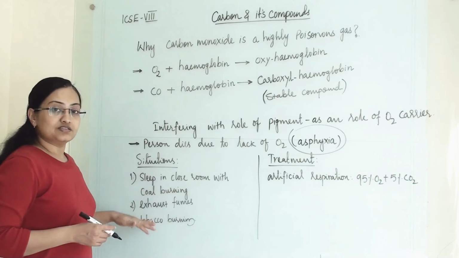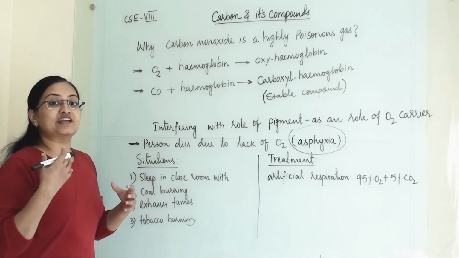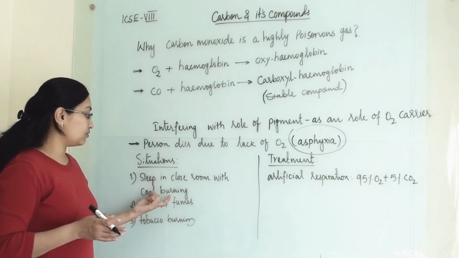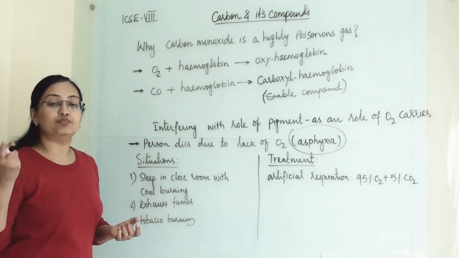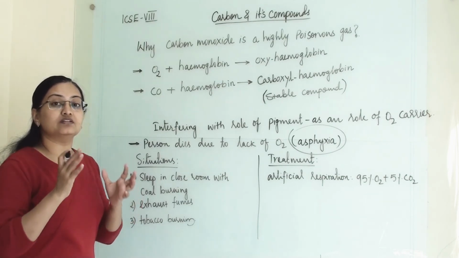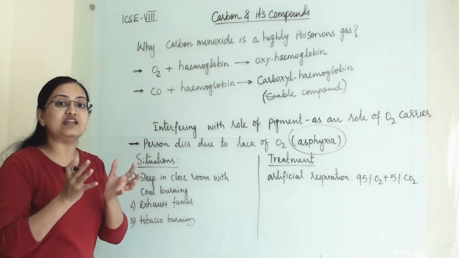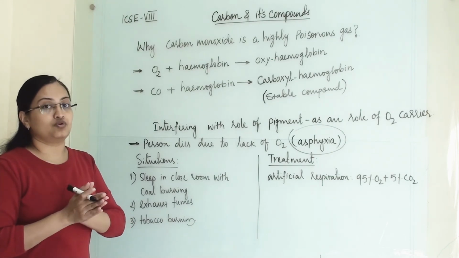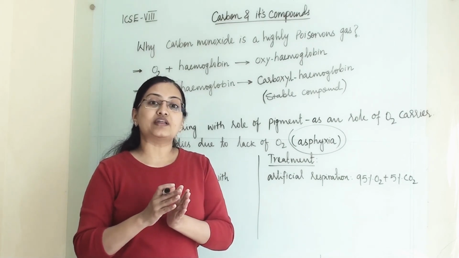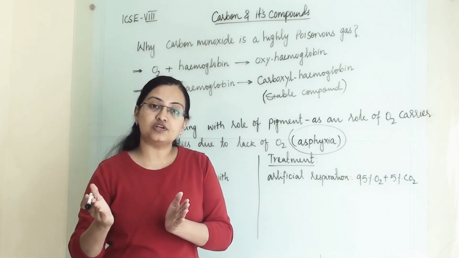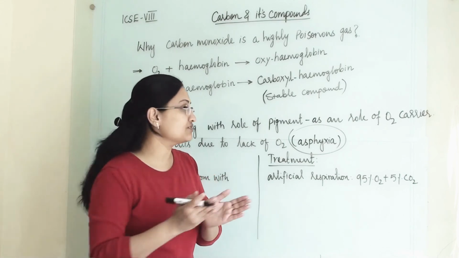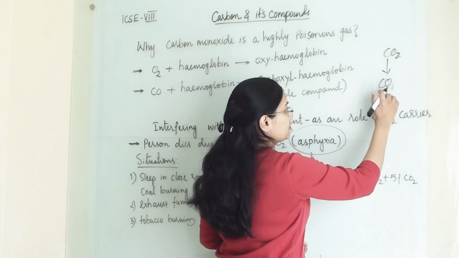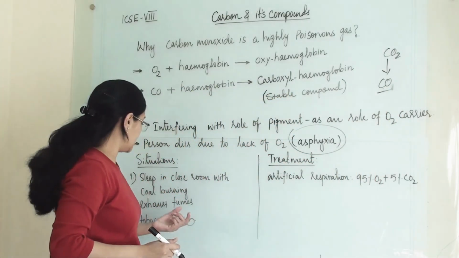So what are the situations in which a person will be exposed to carbon monoxide? When people in villages sleep in a closed room with coal burning, or they put a lamp which is burning. Whenever any burning is happening with limited amount of air, that will produce carbon monoxide, because burning will not get sufficient air, in turn not sufficient oxygen. So instead of forming carbon dioxide, it will form carbon monoxide, and this is injurious.